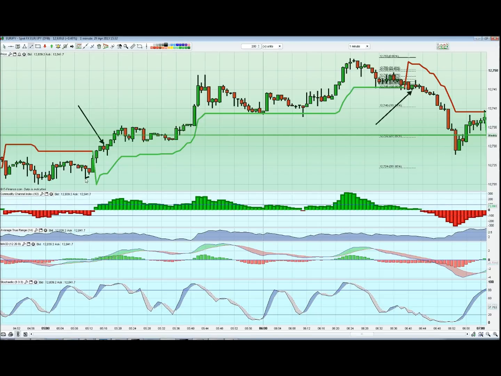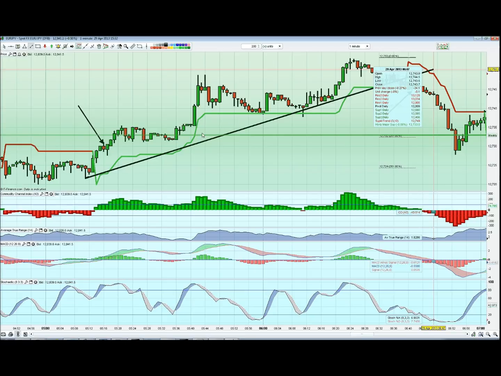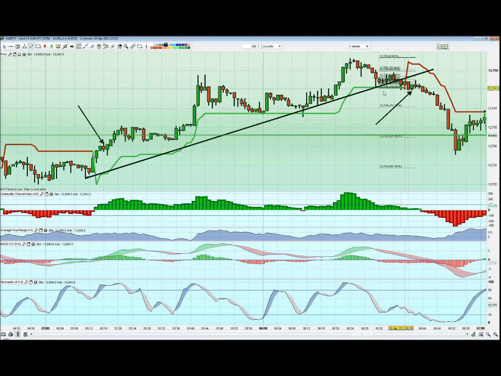It saves you basically drawing on trend lines manually. It's a very handy tool. There's your trend line, and when she breaks, the Super Trend breaks as well. So it just saves you doing a lot of manual drawing with your charts, etc.